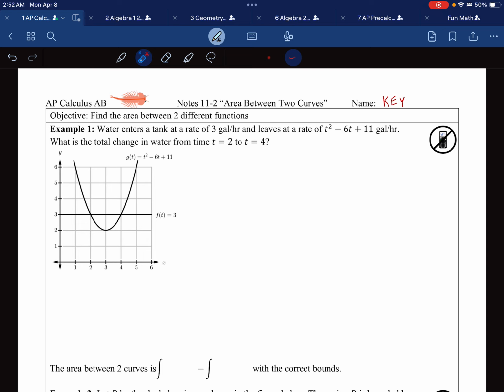Let's start with revisiting an old problem that seems familiar, rate problems. In example 1, water enters, being a positive word, a tank at a rate of 3 gallons per hour and leaves at a rate of that equation per hour. I'm asking for the total change in water between 2 and 4. Normally you won't have any sort of graph. The graph is going to be added on later to talk about the connection between this problem and our note today.